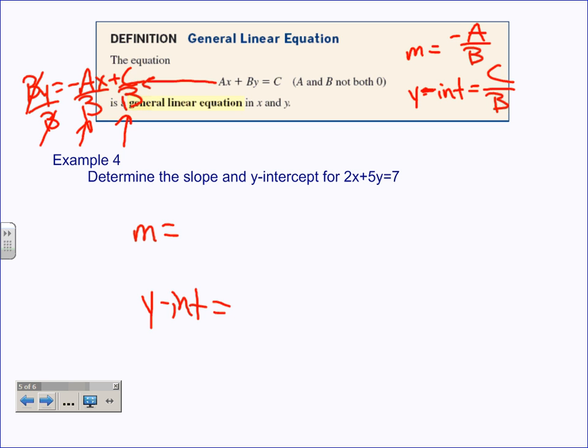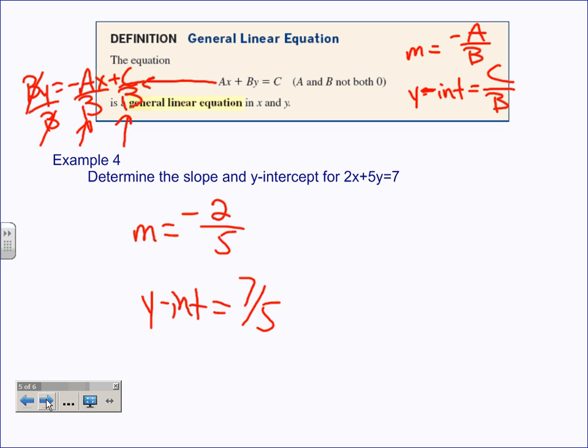So the opposite of a over b. Well, what's a in our problem that we have here? A is 2, b is 5, c is 7. Okay, so it'd be the opposite of a over b, which is negative 2 over 5. And the y-intercept is c over b, which is 7 over 5.